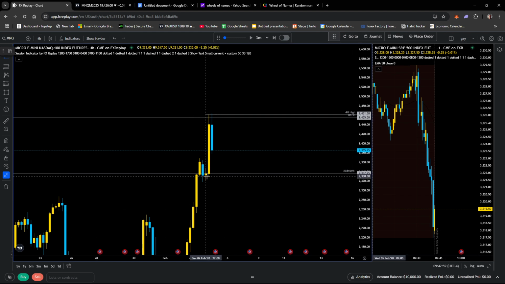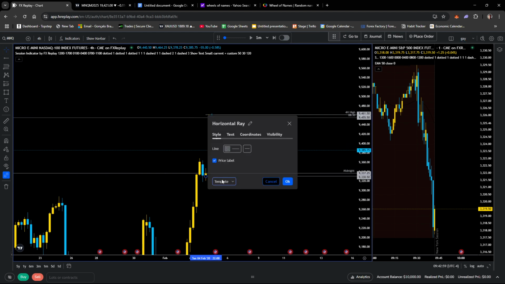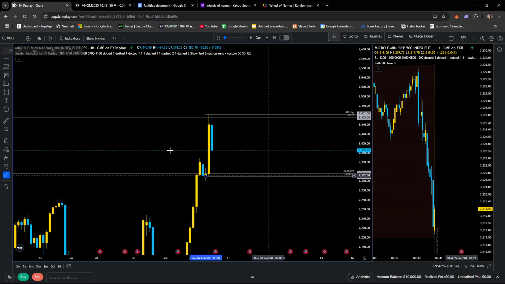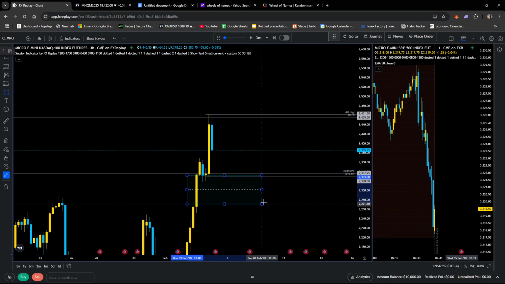So the high is there, the low is still intact. In terms of bearish and bullish PD arrays, we don't even have a bearish one. We have a bullish one though.